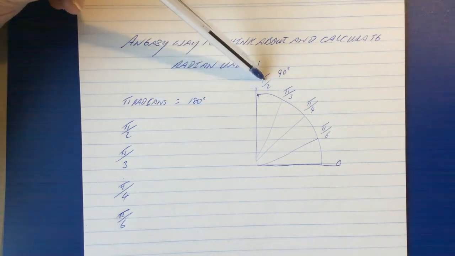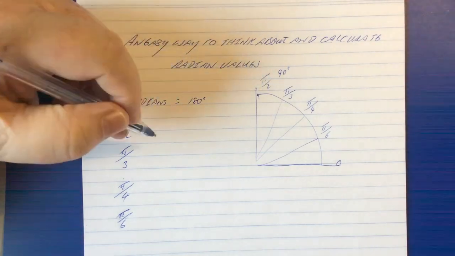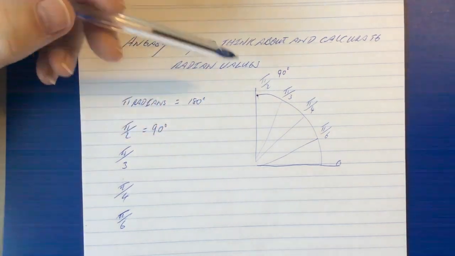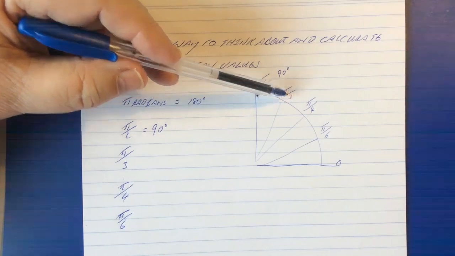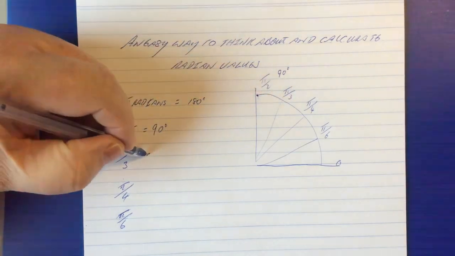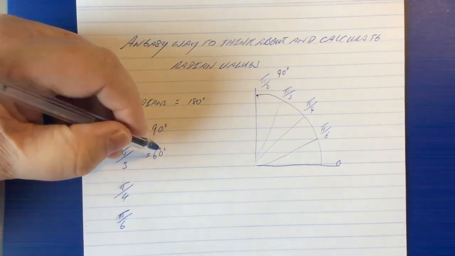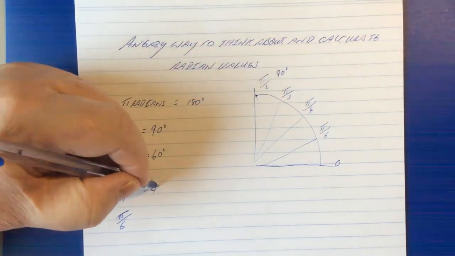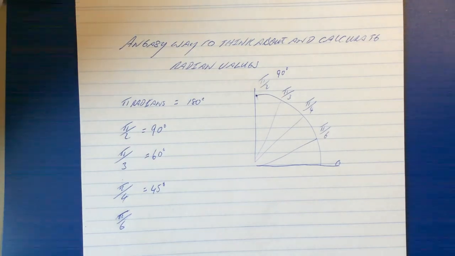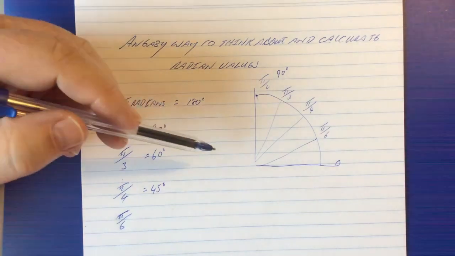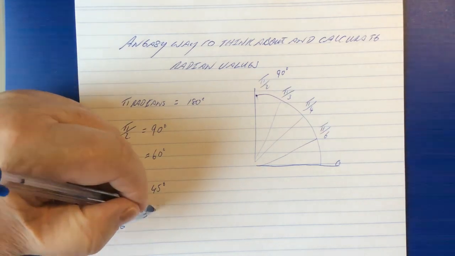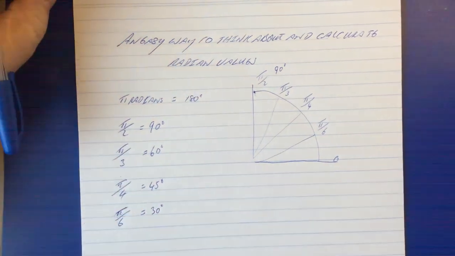pi radians divided by 2 will be 90 degrees. Pretty straightforward. Pi radians divided by 3 will be 180 divided by 3, 60 degrees. Pi radians divided by 4 will be 45 degrees, 180 divided by 4. And pi radians divided by 6 will be 30 degrees.